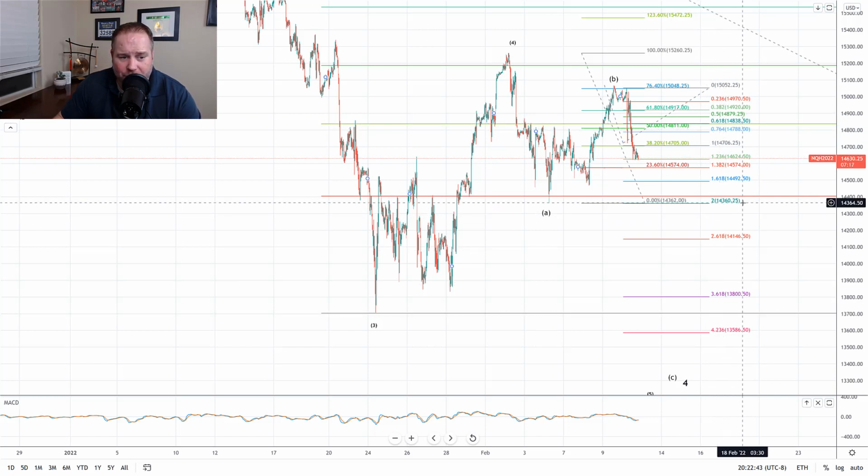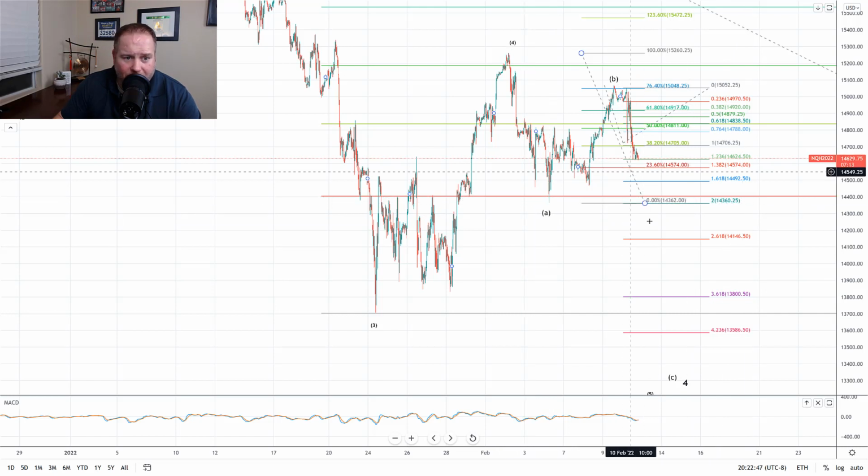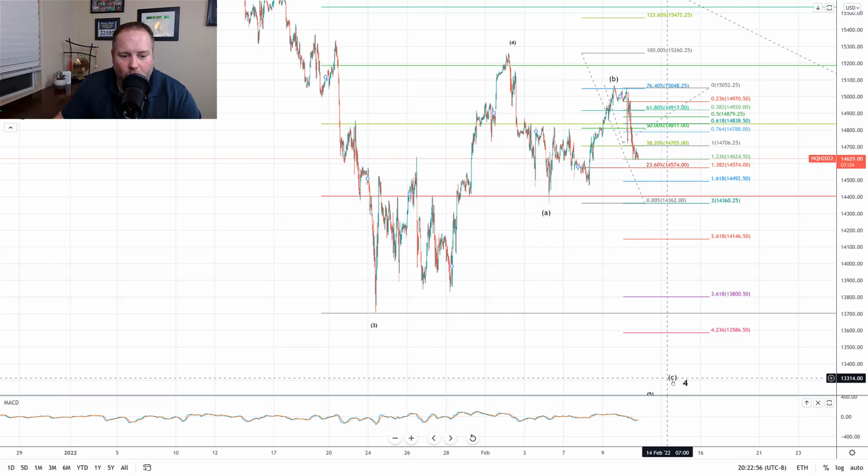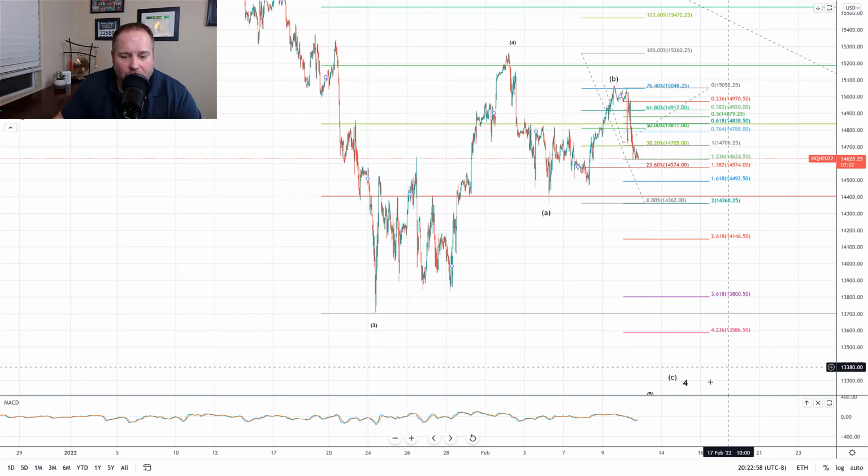Again, if they are able to push through this 14,360 zone and take out this low, it does open the door for a more direct move lower, and that we're already in 3 of C, which I know gets a little bit confusing, but that is the strongest wave down, and we would look for a more direct move down towards this 13,300 to 13,250 range on the NASDAQ. So pretty straightforward on both.